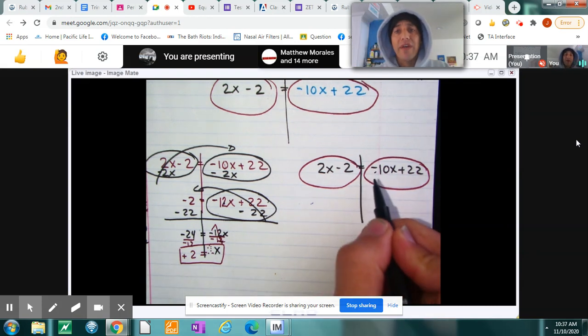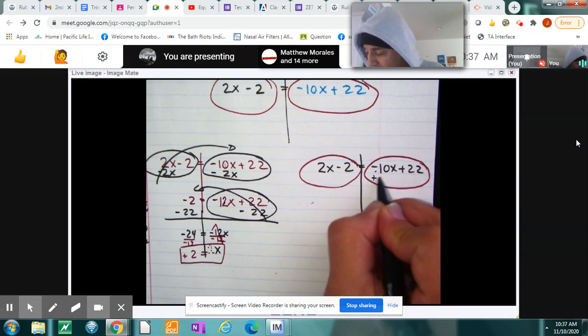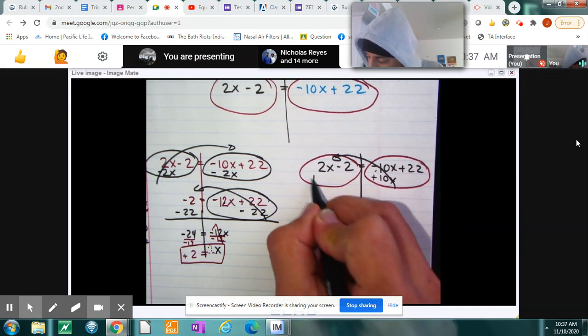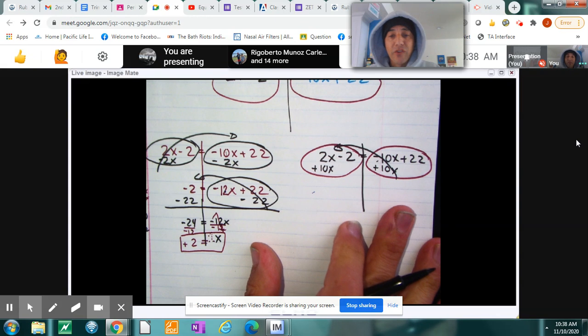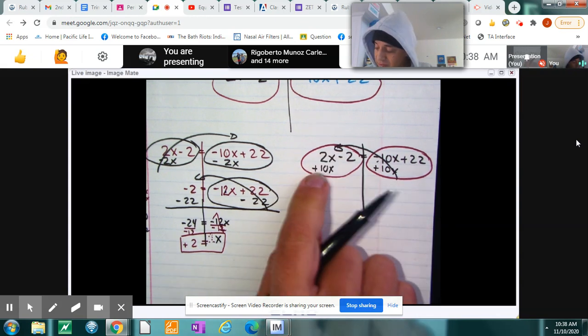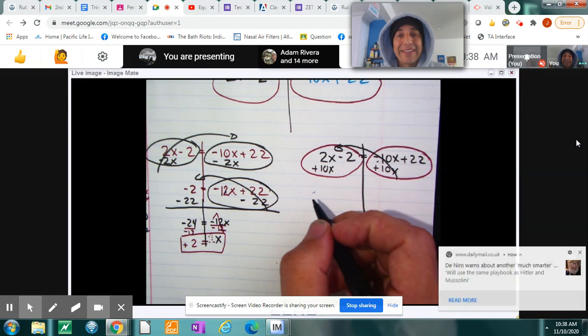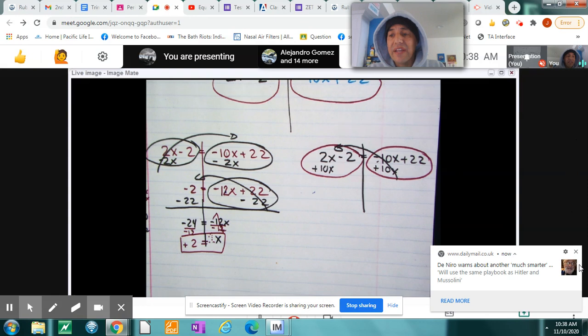How do I get rid of it? How do I make it 0? I'm going to add a 10x, right? So then it goes over, and I'm going to add a 10x under the 2x, right? So now what do you have? 2x plus 10x is, Adam, what's 2x plus 10x? 12x. What happens to the -2?